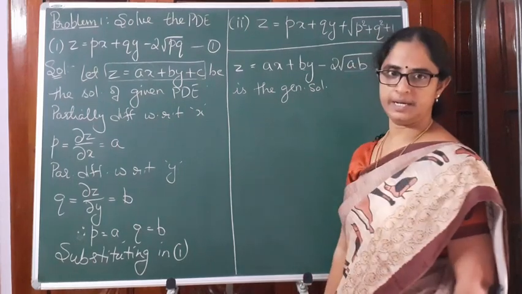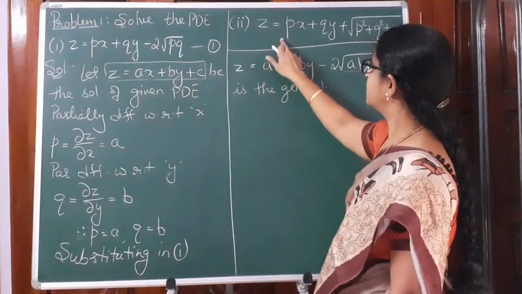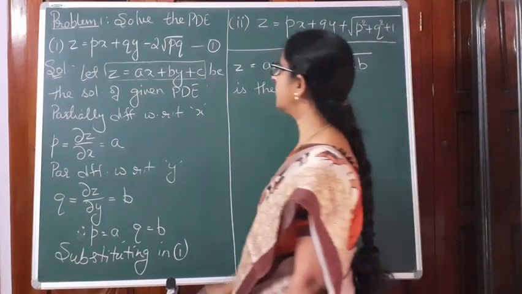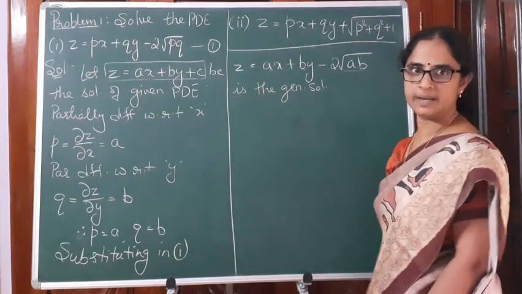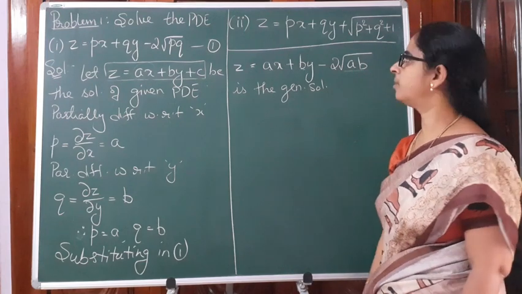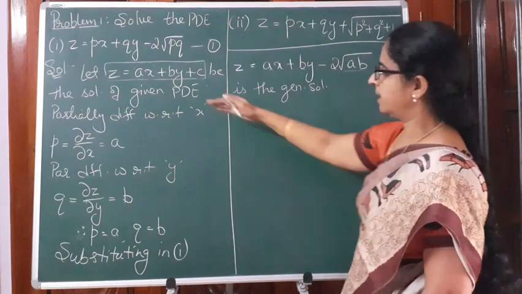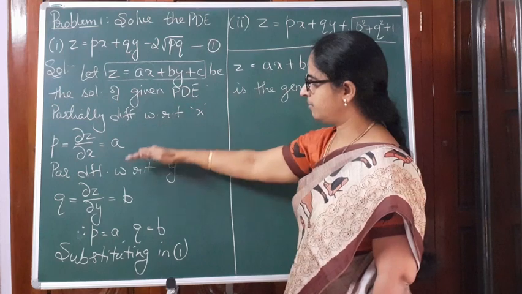Now similarly, if we consider the second problem, here z = px + qy + √(p² + q² + 1). This is also in standard form 4. Now again we follow the same procedure.